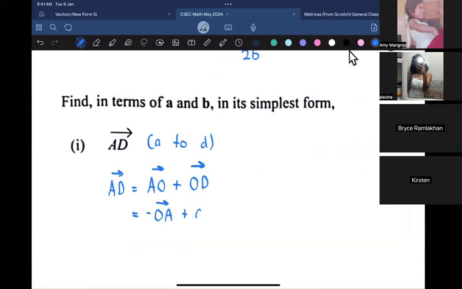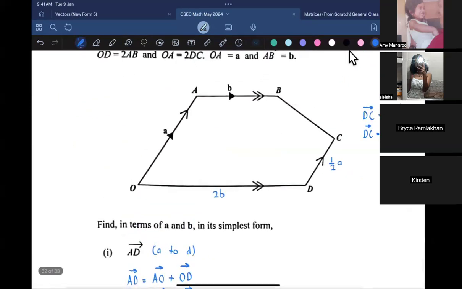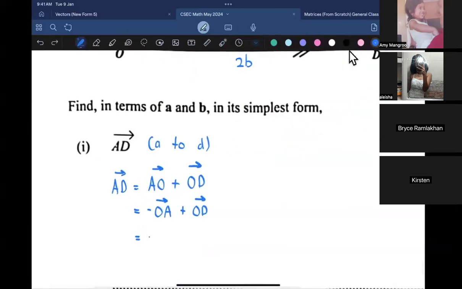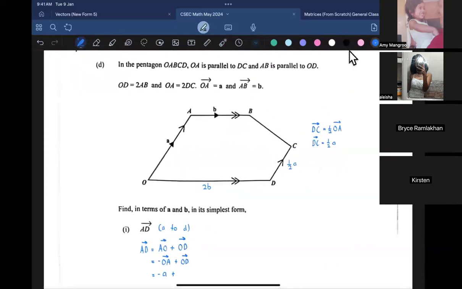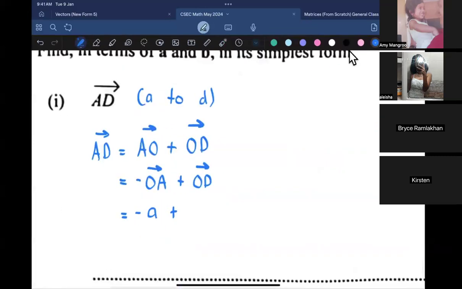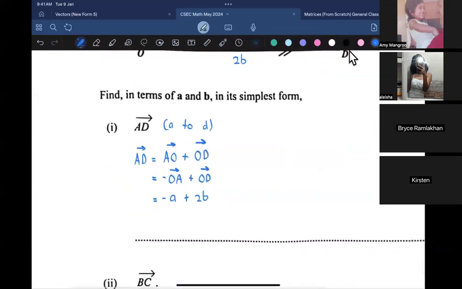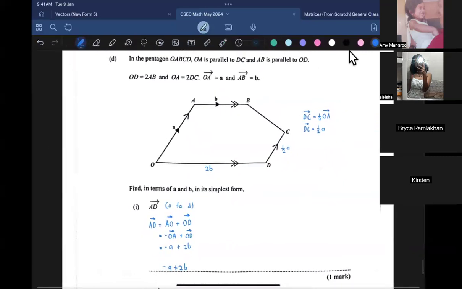This line is optional. And what do we know O to A to be? O to A is what vector? A. Right. So A to O will be minus A. And what was vector O to D? O to D is 2B. Correct. So that's my answer right there. My answer is minus A plus 2B. Let me know if you go with that. You understand what I did? Yeah. Okay, cool.